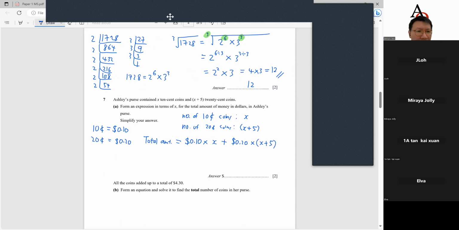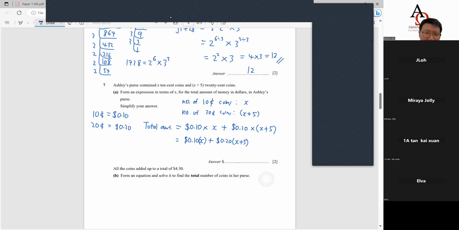Now, as you move on in Sec 2, Sec 3, you realize that it is faster and cleaner. I use the word cleaner to put multiplications as brackets, which means I'll put it this way instead. Then from there, you can apply your multiplication. This will just be 0.1x.